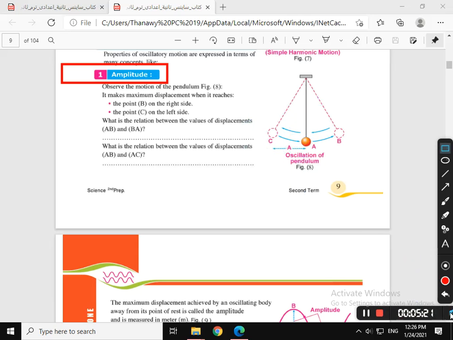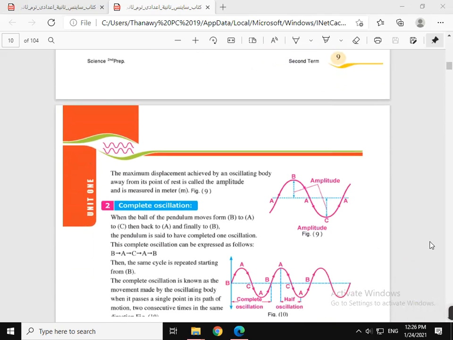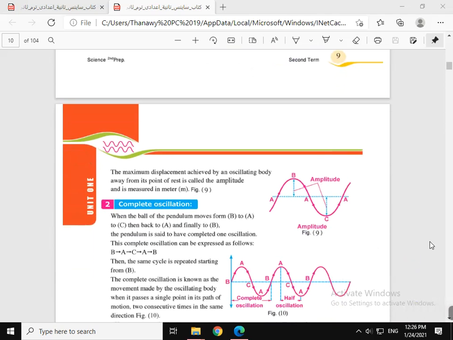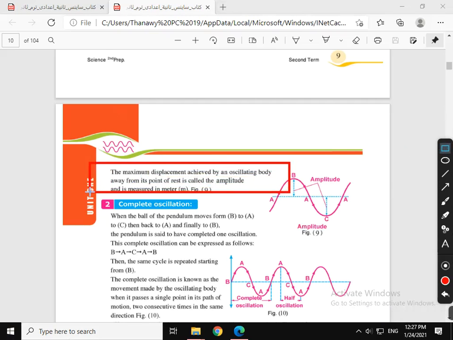So the definition of amplitude: it is the maximum displacement achieved by an oscillating body away from its rest point. Again, the maximum displacement achieved by an oscillating body away from its point of rest is called amplitude, and it is measured in meters. So the measuring unit of amplitude is the meter, and this is the maximum displacement.